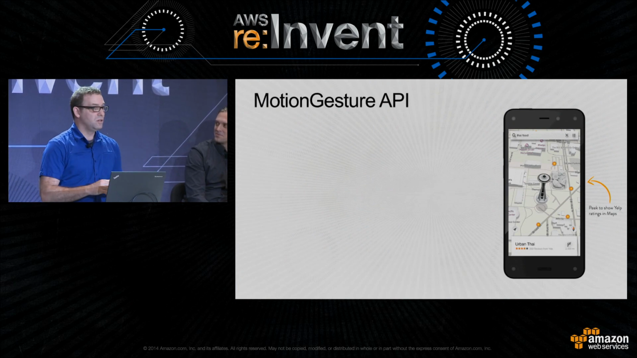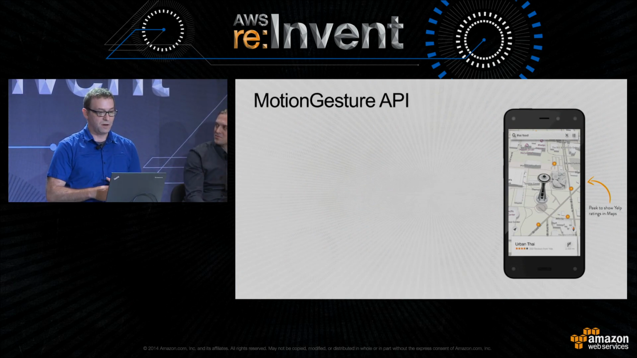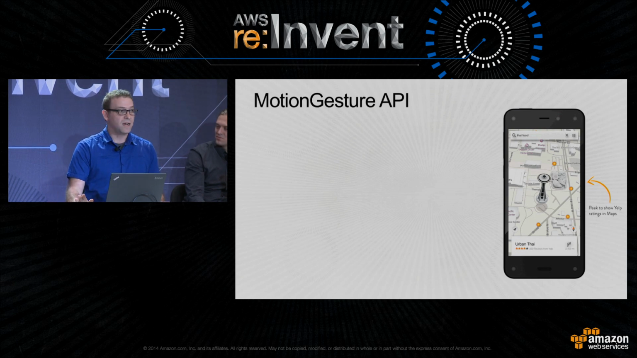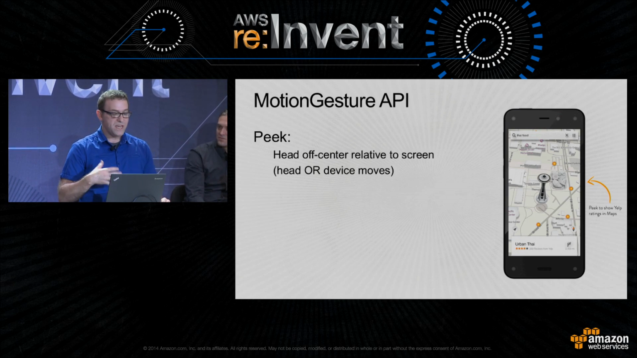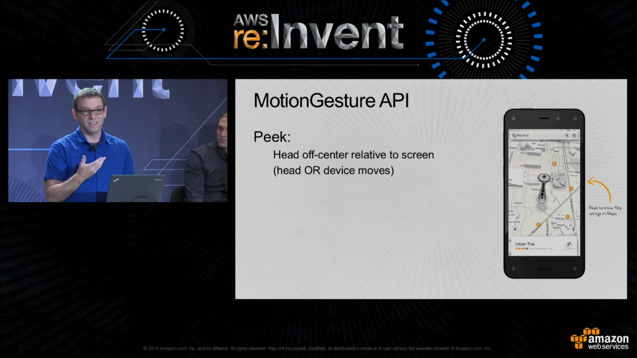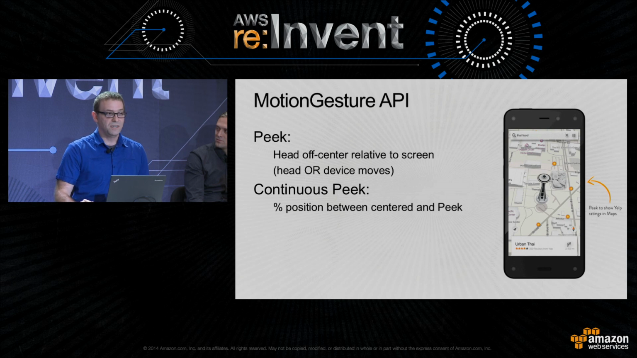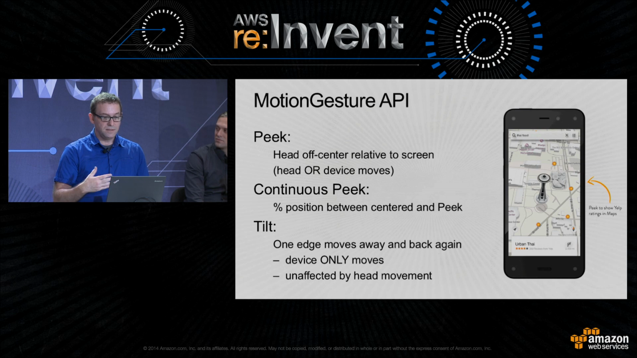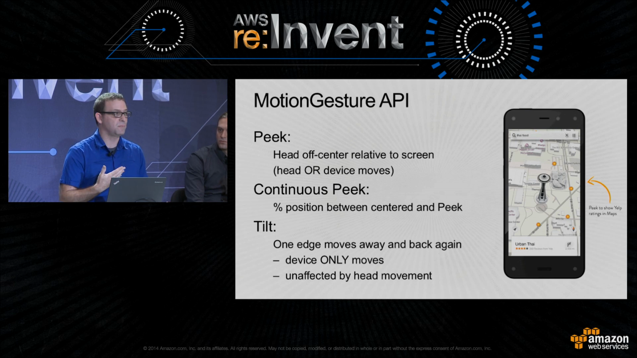Okay, then we also have the MotionGesture API. This is the other one I wanted to talk about. It actually supports 3 different kinds of gestures. It has peek, which is essentially just a detection of when the face or the head is moving side to side, or the device, actually. It could be either one, because it's relative. We've also got continuous peek, which is measured as a percentage of how off-center you are. And then we've got tilt, which is a measurement of the device actually executing 2 different motions, which is tilt away and tilt back. Both of those have to be present in order for a tilt event to be registered.